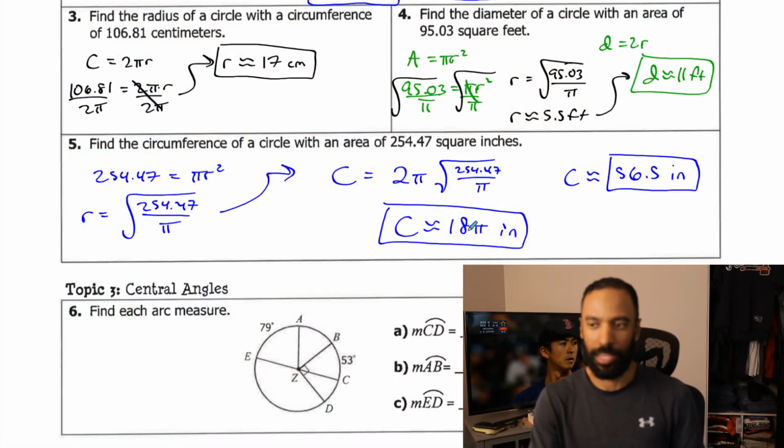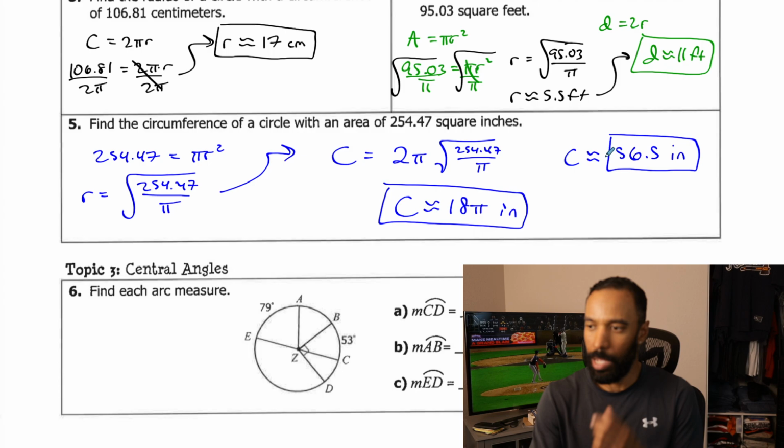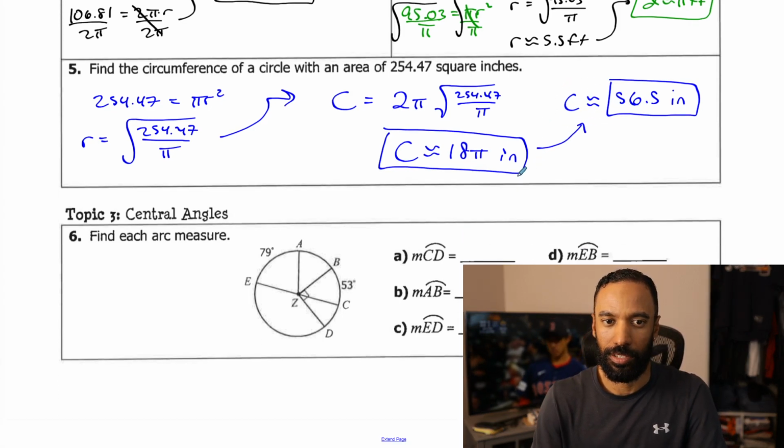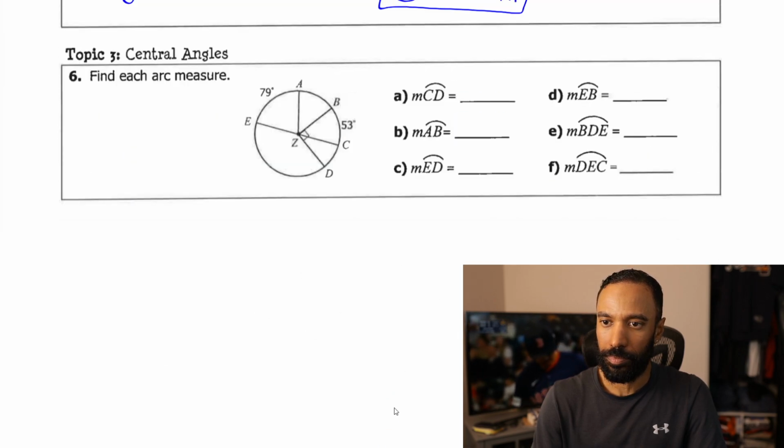So here's what I put. Circumference is around 18 pi inches. That's more or less their intention. When rounded to the nearest tenth, we get that. So follow the boxed stuff, and then we're good.